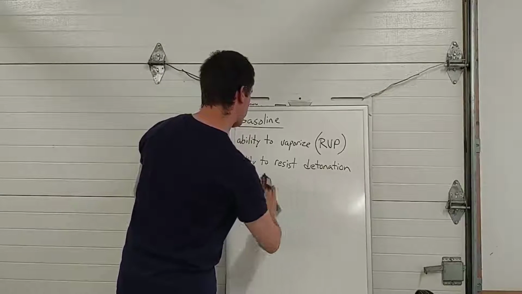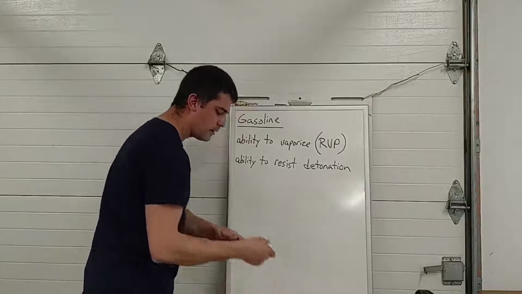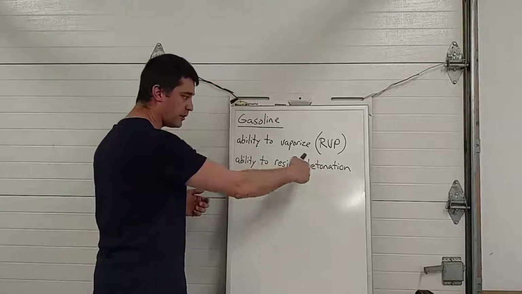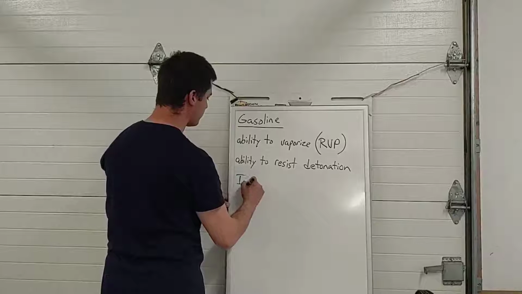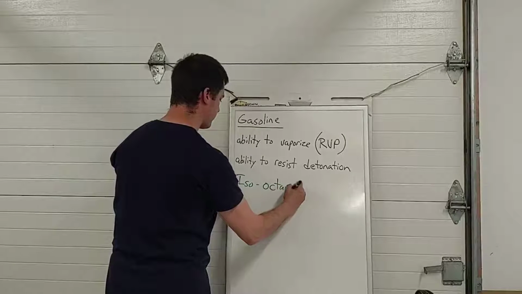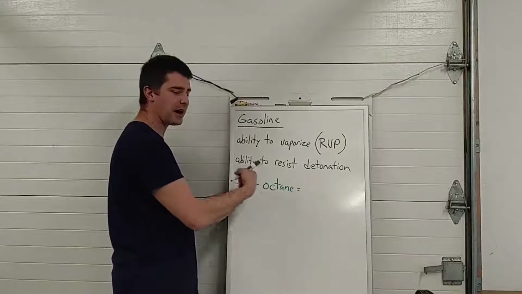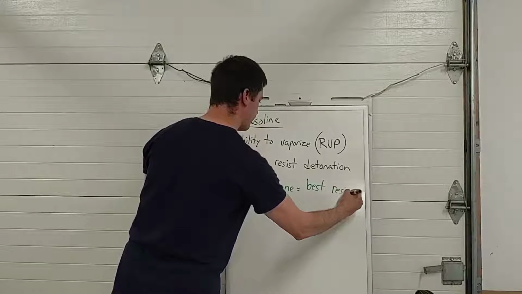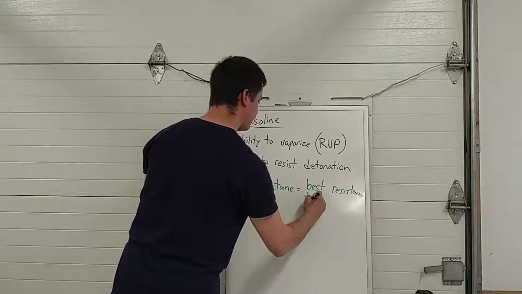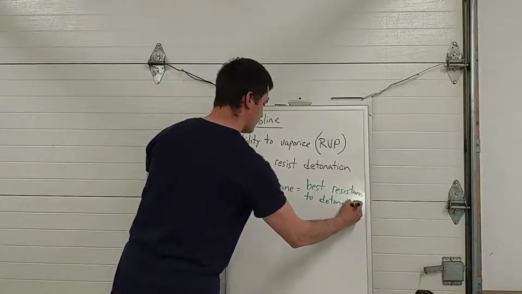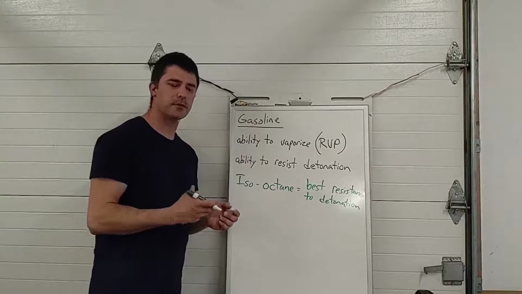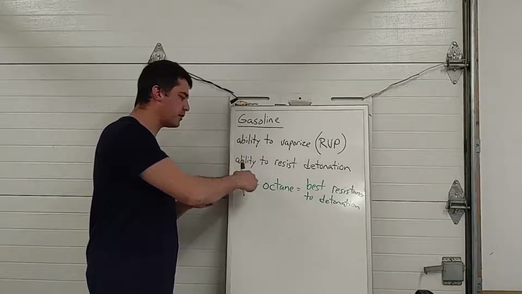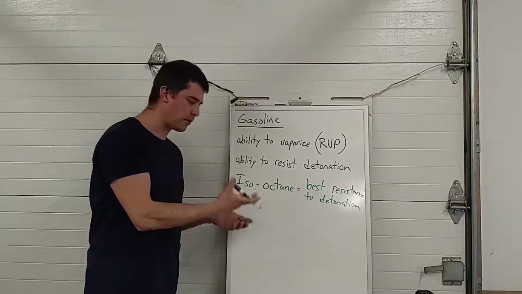So at some point in time, it was decided that the fuel that exhibited the best resistance to detonation was a chemical known as isooctane. This chemical was considered to have ideal detonation resistance. So when we go to the gas station and we see the numbers on the pump, the 87 octane, the 89 octane, the 93 octane, we're basically comparing that gasoline to octane. So octane is like a reference fuel. It's a comparison that we're going to make.